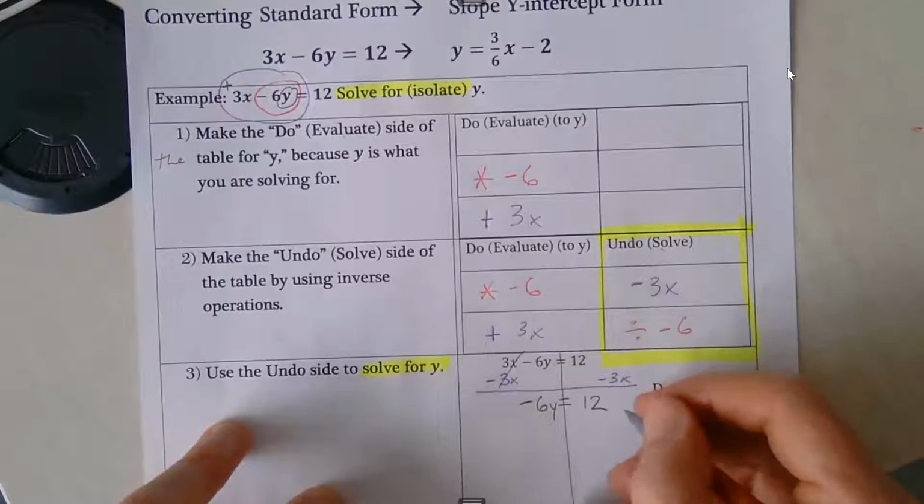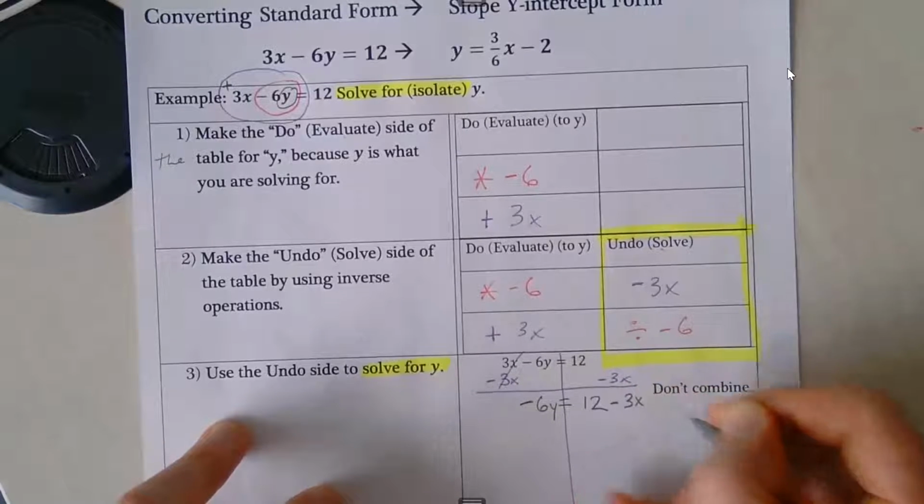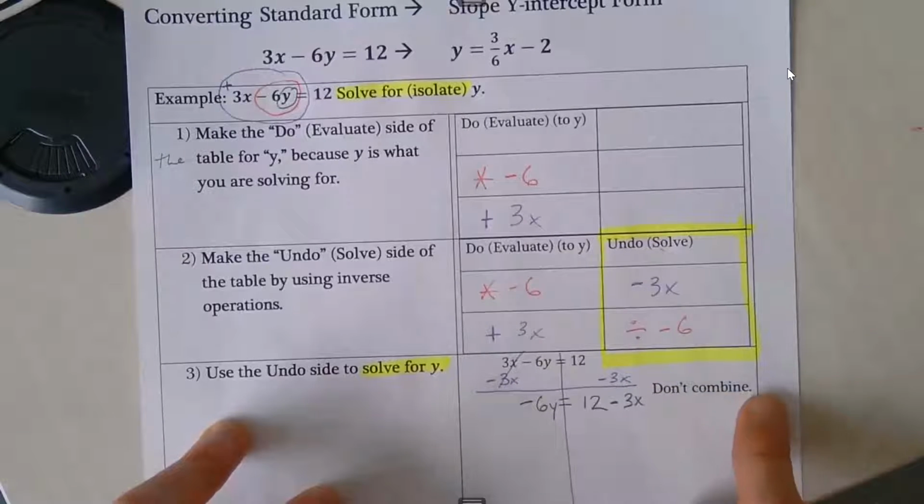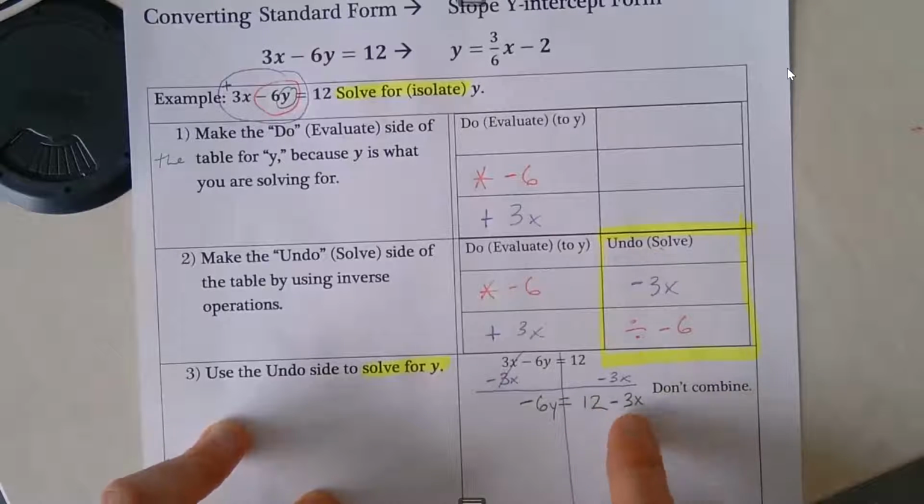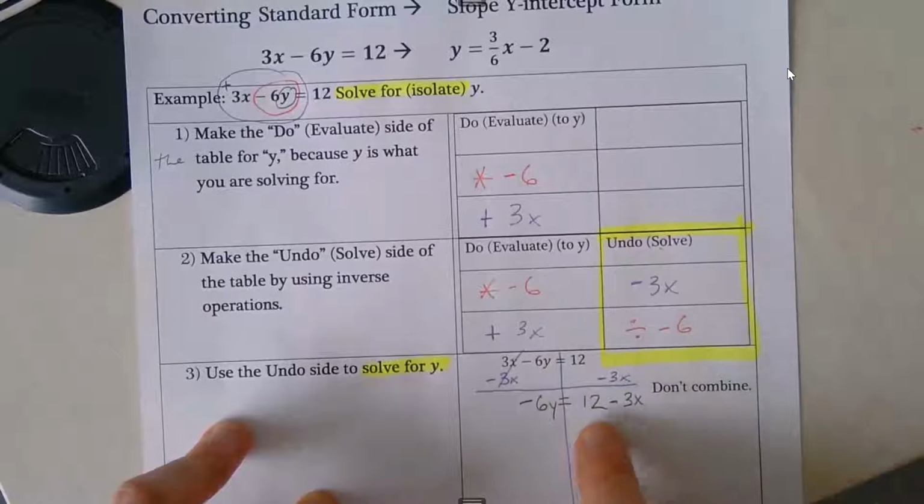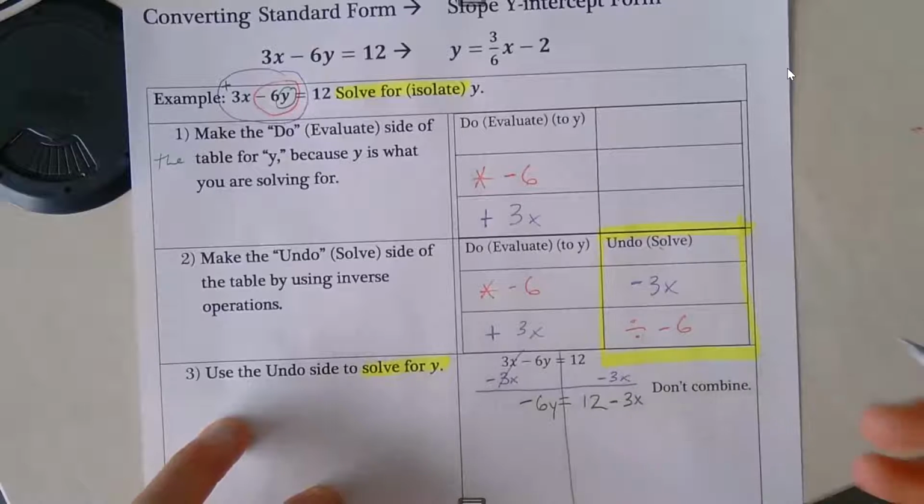And then -3x. And I wrote don't combine as a reminder, because 12 and -3x are not like terms. This has an x, this has no variable. So we can't say 12 minus 3x is 9 or 12 minus 3x is 9x. That's wrong, because this is just 12. So it can't just combine with 3x. We'll show you what to do instead. So this step is done.